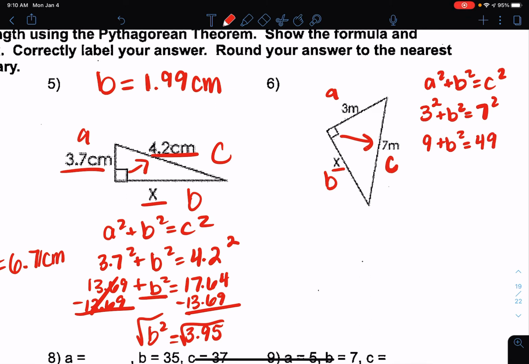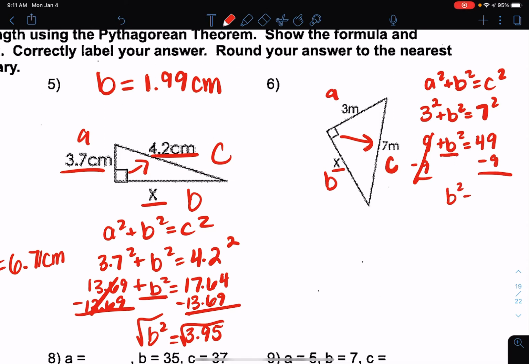Okay. I have to get b by itself once again, so I'm going to subtract 9 on both sides. 9 minus 9 cancels out, leaving me with just b squared on the left side is equal to 49 minus 9, 240. Okay, now b is not by itself yet, so I have to simplify by square rooting on both sides. And b equals 6.32 meters.